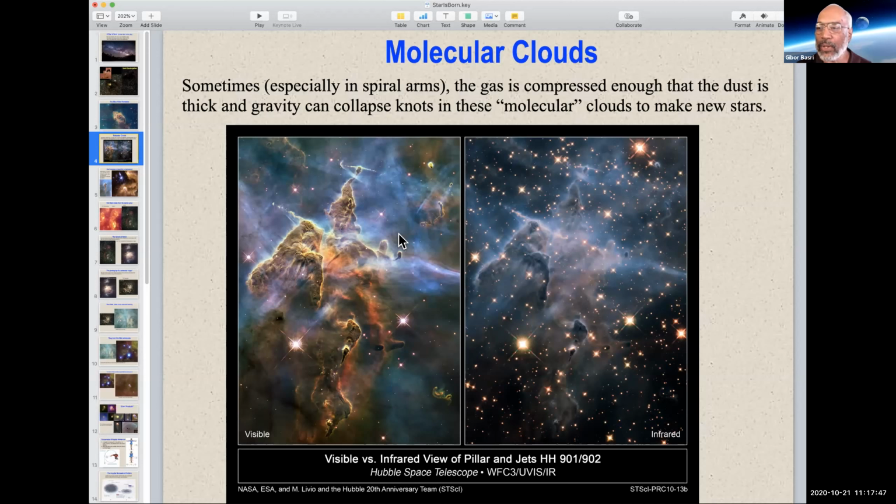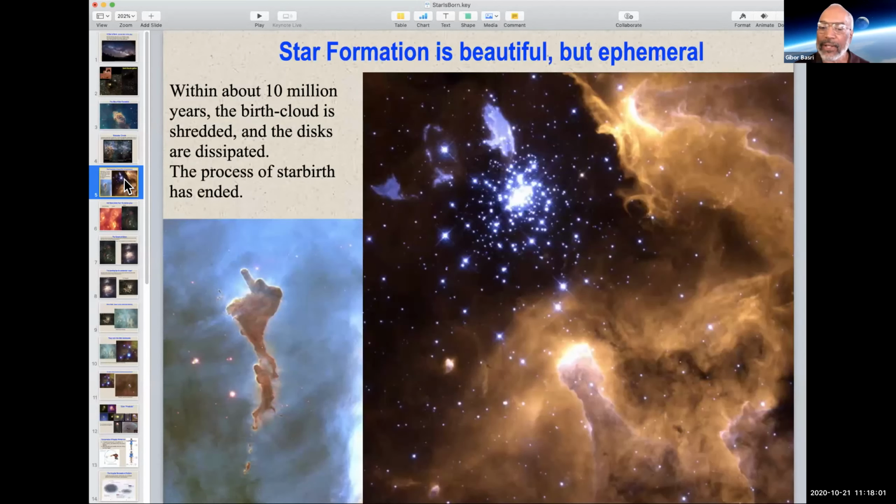And this is the revolution that's happened over my career as an astronomer. We had no pictures like this at the beginning of my career, and now we have tremendously detailed pictures of the star forming process, which is why we're pretty confident at this point that we really understand how stars are formed.